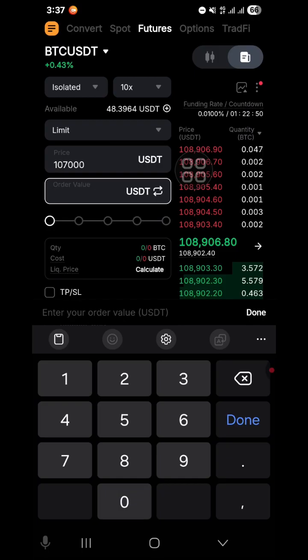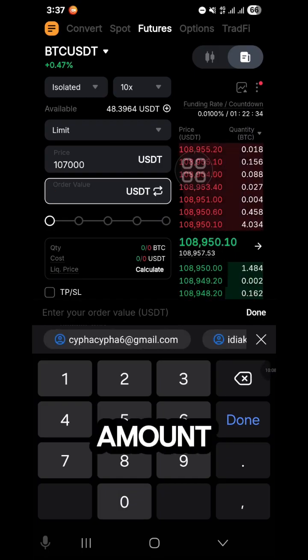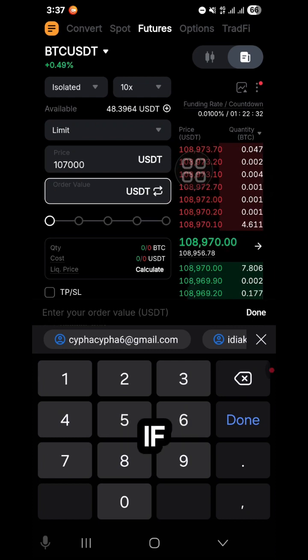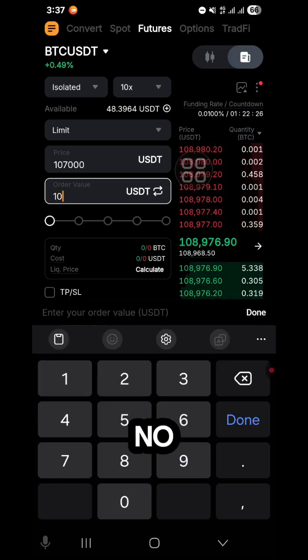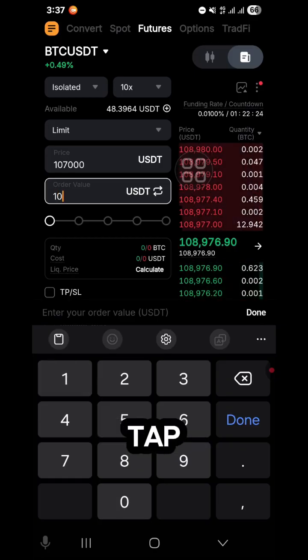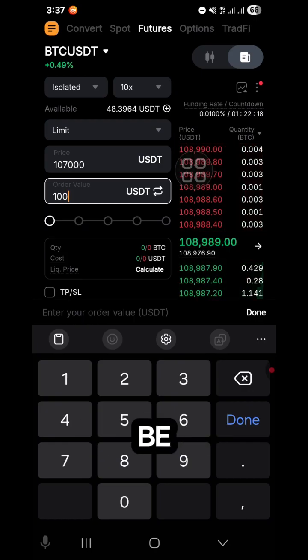So the order value allows me to put in the amount that I want to use to enter the trade. If I want to enter this particular trade with just $10, I simply type 10 USD in this place. No, I'm not going to type 10 USD. I'm going to simply type 10 USD multiplied by my leverage. Since I'm using 10x, it will be 10 times 10, which will be 100.